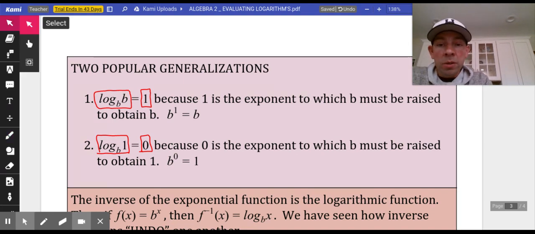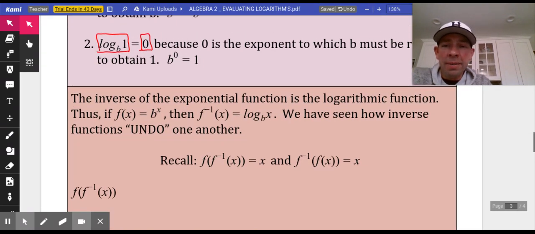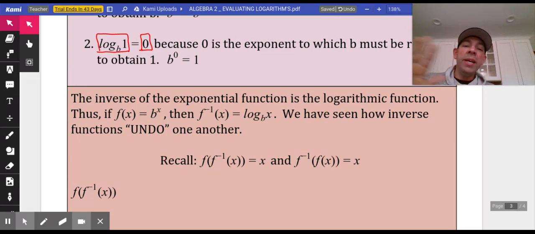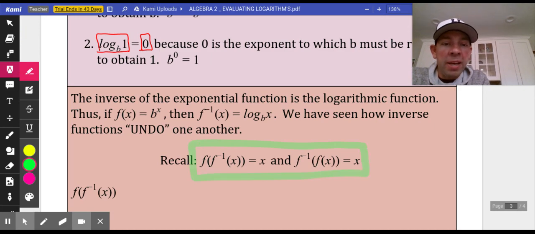Okay, here's where it's going to get a little crazy today. So you know how we said the inverse of an exponential function is a logarithmic function? And then way back, several videos ago, we were talking about verifying that two functions were actually inverses of each other or not. And we relied on these two definitions right here. Okay, so hopefully those look vaguely familiar.